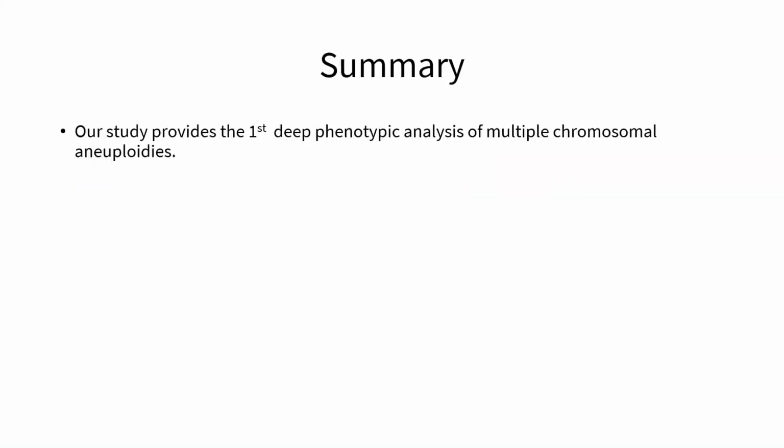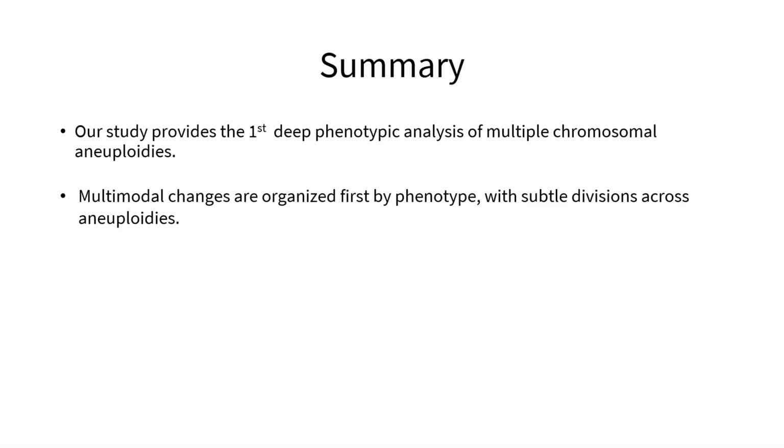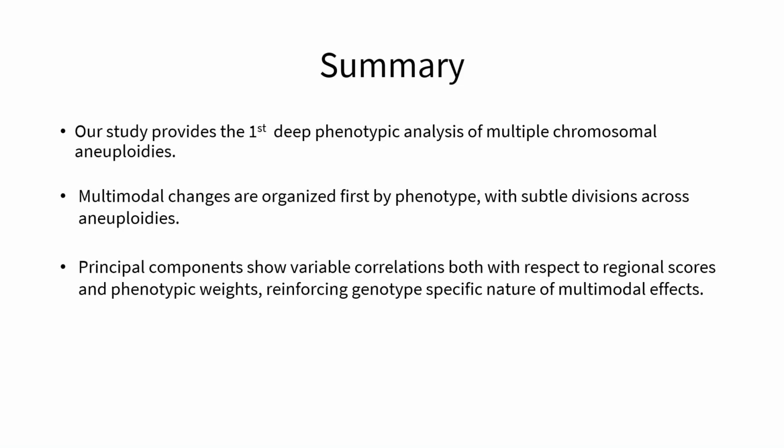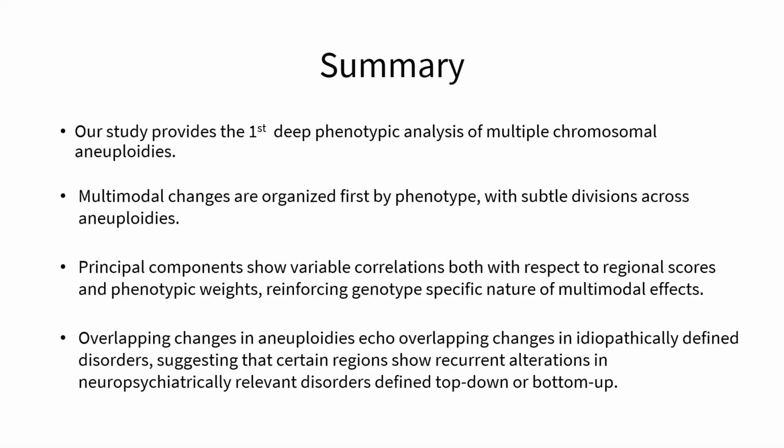And so, in summary, our study provides the first deep phenotypic analysis of multiple chromosomal aneuploidies. We find that multimodal changes are organized first by phenotype, with subtle divisions across aneuploidies. Principal components show variable correlations with respect to both regional scores and phenotypic weights, reinforcing the genotype-specific nature of the multimodal effects. And finally, overlapping changes in aneuploidies echo overlapping changes in idiopathically defined, or behaviorally defined, disorders, suggesting that there are certain regions that show recurrent alterations in neuropsychiatrically relevant disorders, defined either top-down or bottom-up.